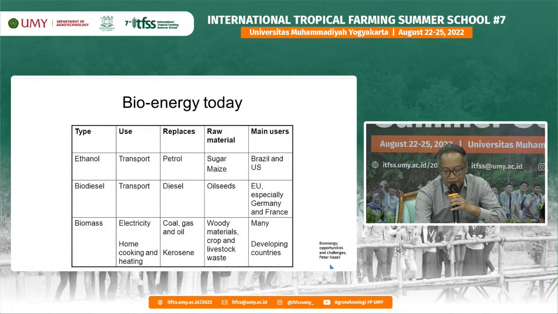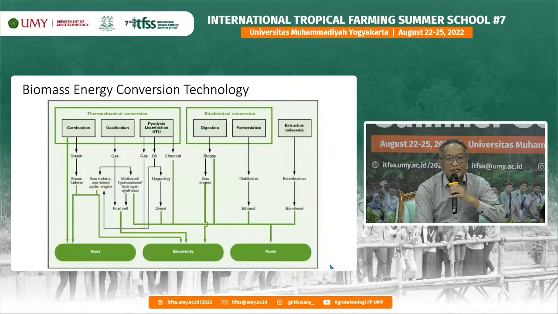This is the biomass energy conversion technology: the thermochemical conversion, biochemical conversion, and extraction of oil seeds. Using the three types of technology, you can have different output. For example, for thermochemical combustion, you can have steam, and you can use it for a steam turbine, and then you can produce heat or electricity. And then by using gasification, you can produce gas that you can use to turn a gas turbine to make electricity, and so on.